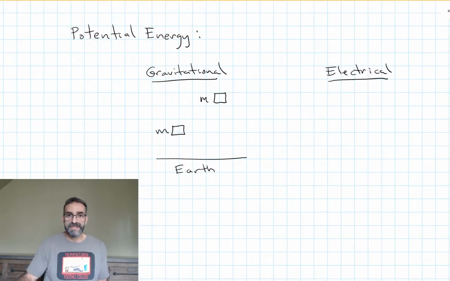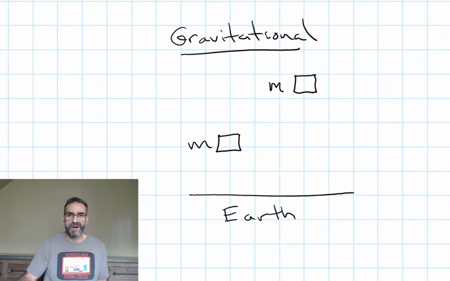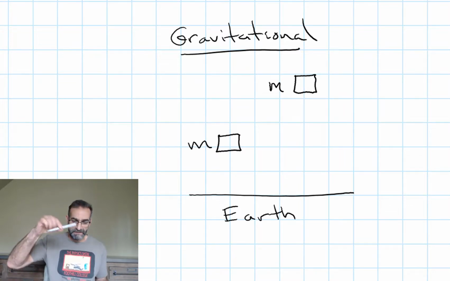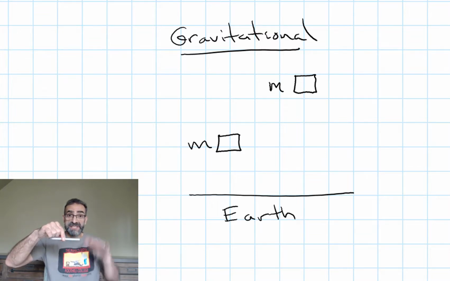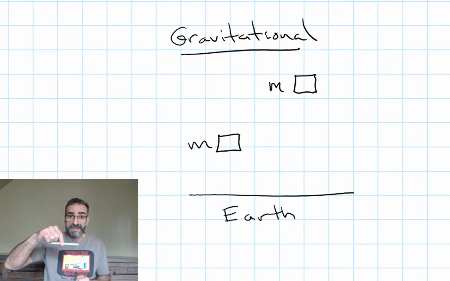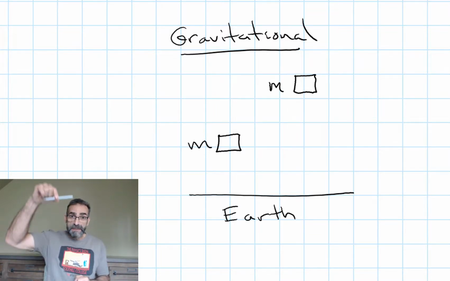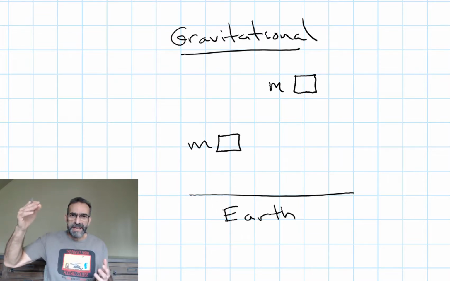Let's take a look at gravitational potential energy. We all understand that if we have a massive object like this pen, and I'm holding it at a certain height, it's got some gravitational potential energy because of its position in the gravitational field. And if I raise it up higher, it has more gravitational potential energy because of its new position in the gravitational field. How do we know it has more energy?